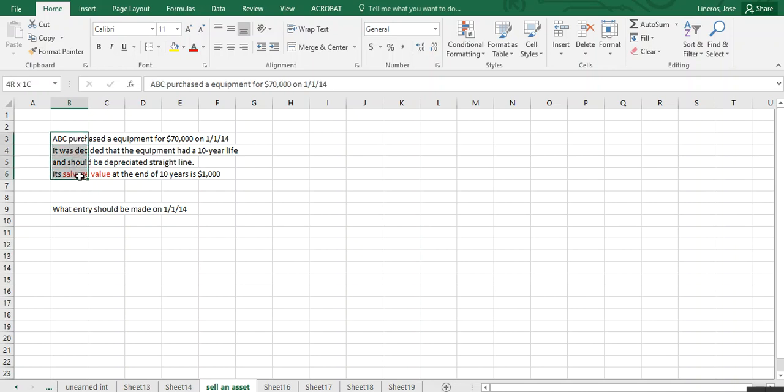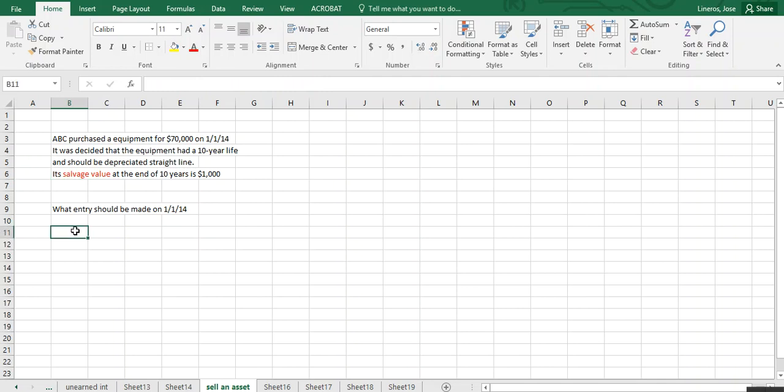So we have all our markers. We have the cost, we have the number of years, we have the fact that it's straight line, and then we've been given a salvage value. We also could have been given a salvage value of 0. That's not impossible either. Some things really aren't worth anything at the end, and they're just donated or something like that.